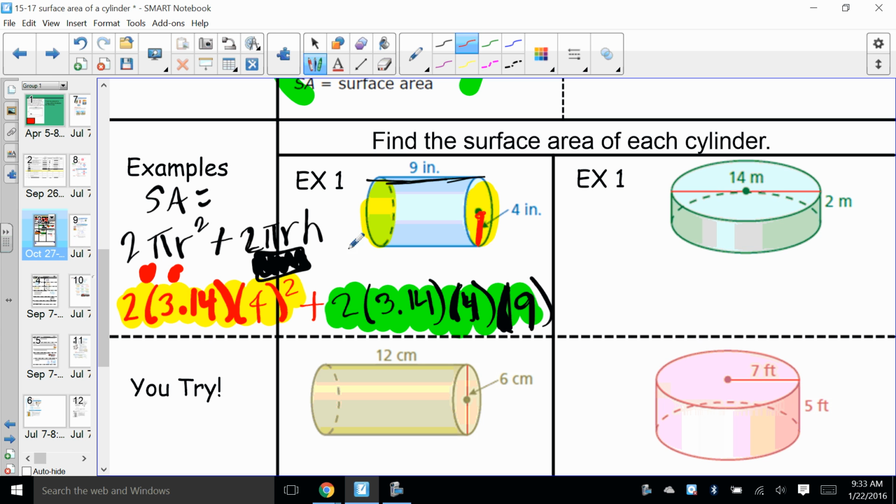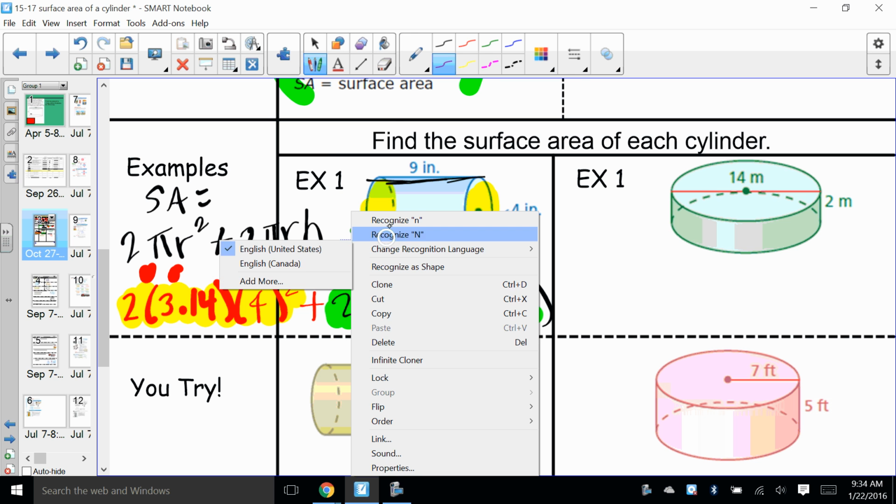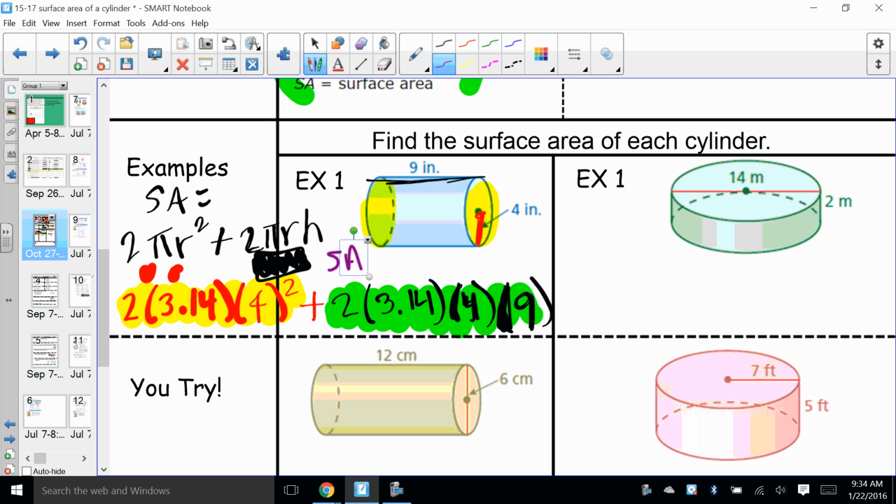And you should be coming up with the surface area of this cylinder, the amount of wrapping paper needed. The surface area is equal to 326.56 inches squared. So you should have 326.56 inches squared. That is the amount of wrapping paper needed to cover, called surface area.